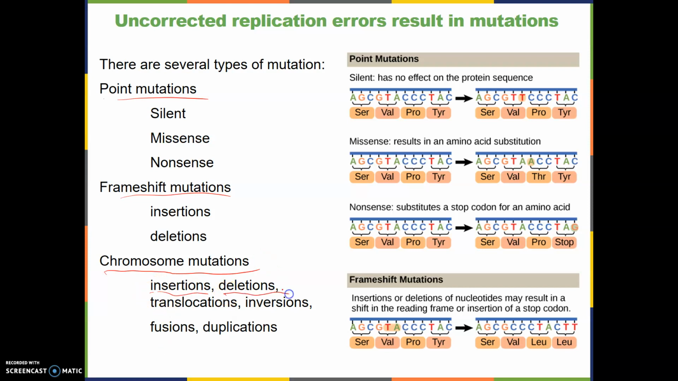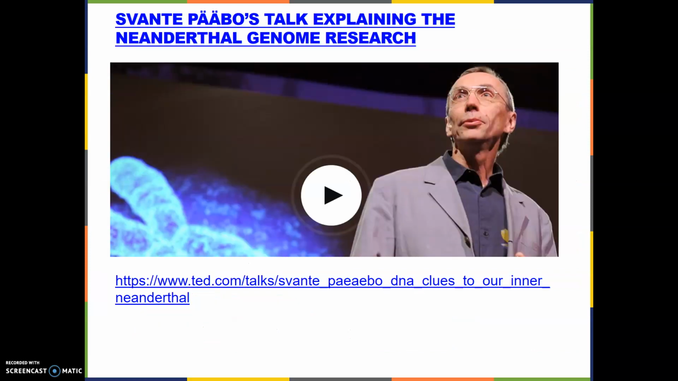A long piece of the chromosome is inserted, deleted, or translocated. It's removed and then moved to another location, or it's inverted, where two pieces exchange places. There are also fusions and duplications of whole chromosomes. So these are bigger mutations and they usually cause more problems.